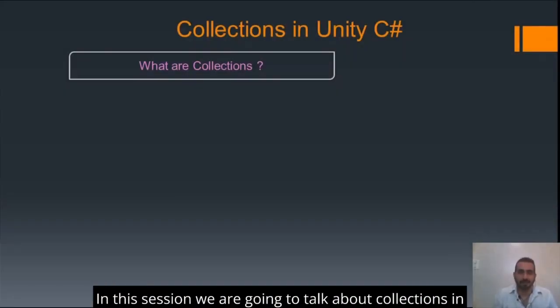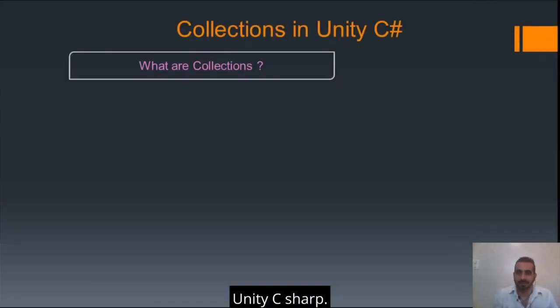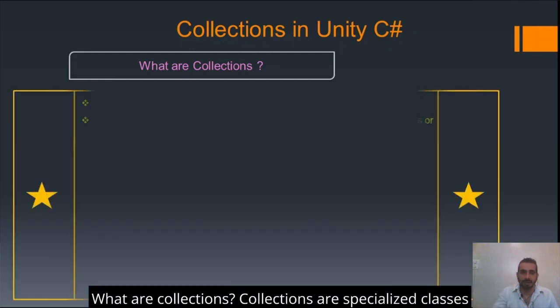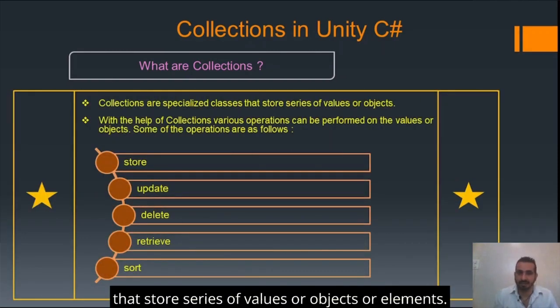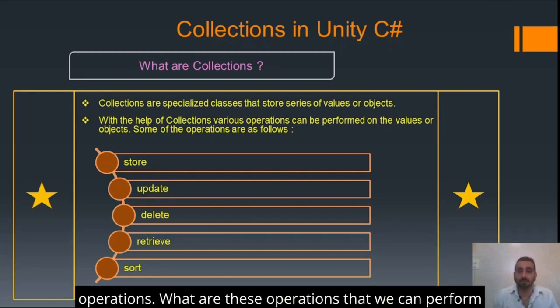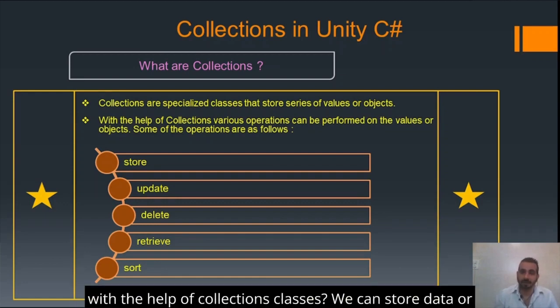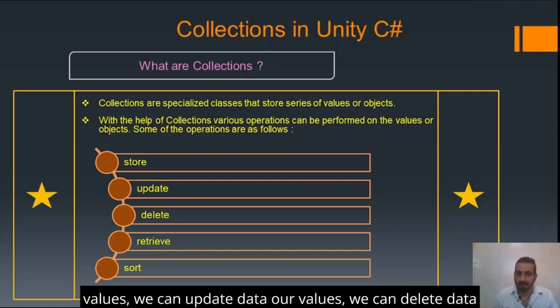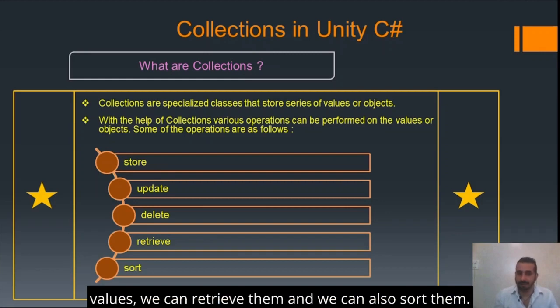In this session, we are going to talk about collections in Unity C#. What are collections? Collections are specialized classes that store series of values or objects or elements. With the help of collections, we can perform various operations. What are these operations that we can perform with the help of collections classes? We can store data or values, we can update data or values, we can delete data or values, we can retrieve them, and we can also sort them.